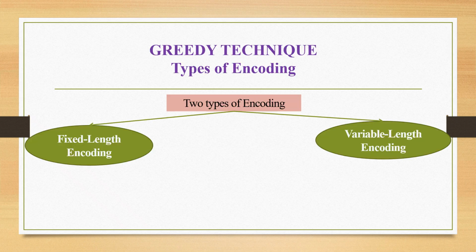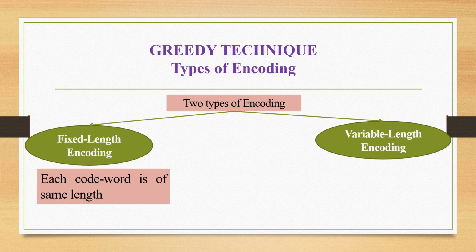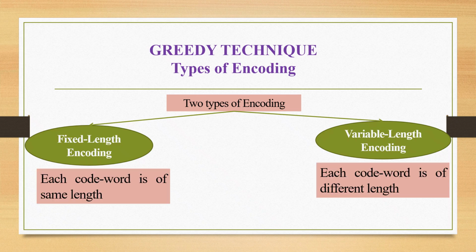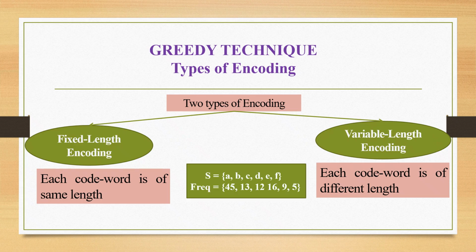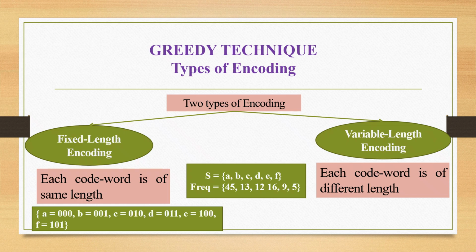What are the types of coding we have? We have two types of encoding. One is fixed length encoding, and another one is variable length encoding. What is fixed length encoding? Each code has the same length, whereas variable length encoding has different lengths.